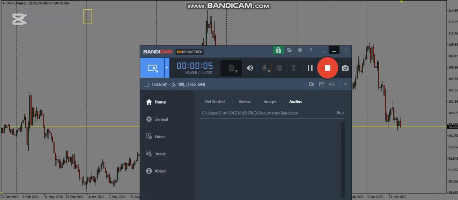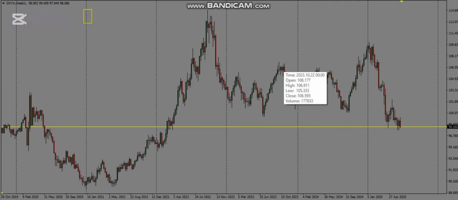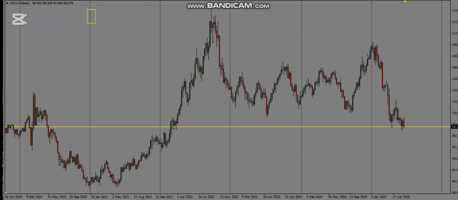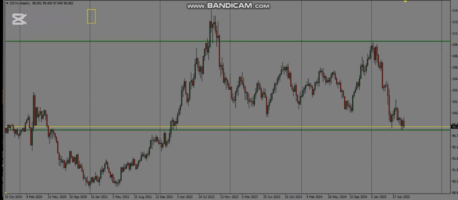Okay, so today in this video I will show you how to count levels on any forex pair. This is DXY on the weekly time frame, and first of all you need to mark the highs and lows of the current period. In this period we have this high, and this is our recent high and recent low.